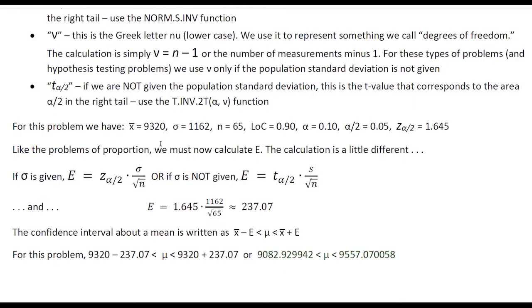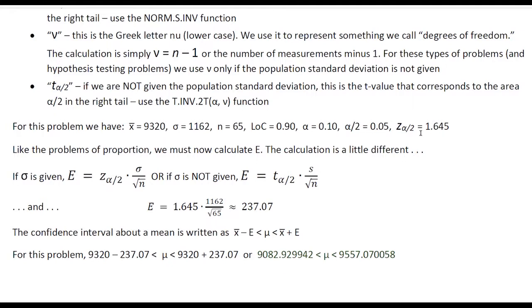For this problem, then, we have x bar, or the sample mean, is 9,320. Sigma is equal to 1,162, and it's given to us. It's not S, it's a population standard deviation. N equals 65. My level of confidence is 0.90. Alpha is 0.10 because it's 1 minus my level of confidence. Alpha over 2 is just half of alpha, so it's 0.05.